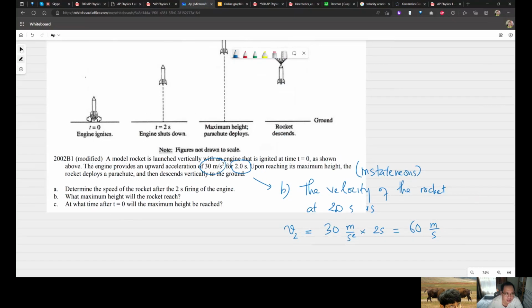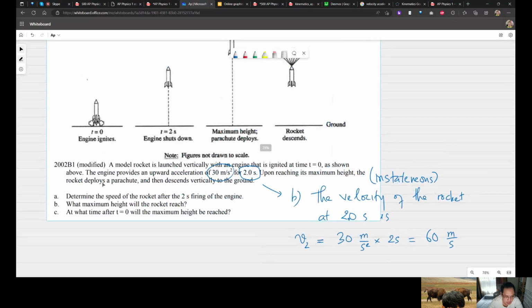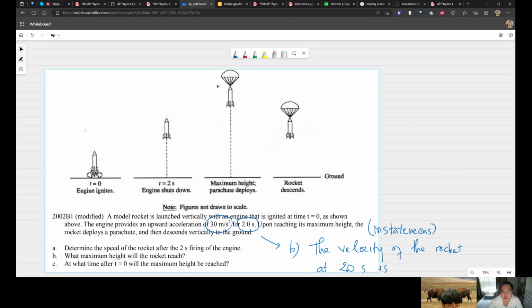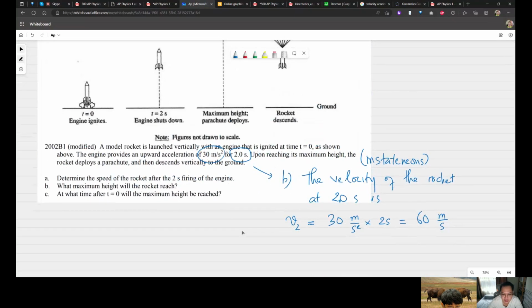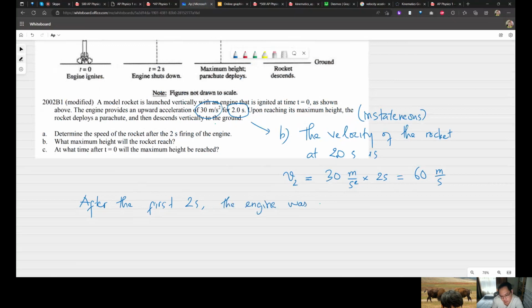Yes. And then it will decelerate because of the gravity before opening the parachute. The parachute is open when it reaches the top, the maximum height, okay? We are finding the maximum height. And then the engine is shut down. It shuts down. No more push, no more acceleration, but it decelerates. After the first 2 seconds, the engine was shut down, huh? Yes. Shut down.